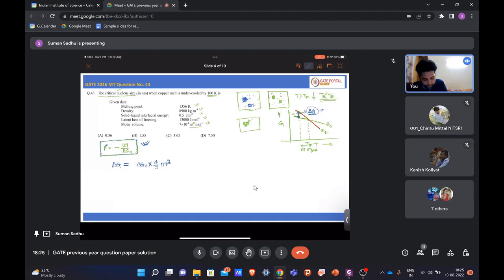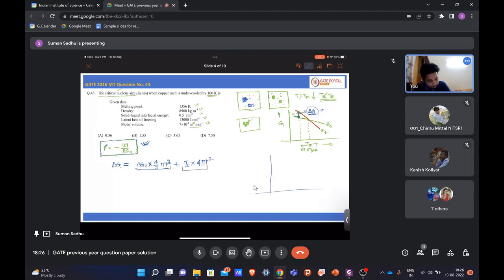So this will be 4/3 of pi r cube, plus, because a new interface is being created, it will also be associated with some energy, that is gamma s, the surface free energy. We have to multiply it by the surface area of the nucleus. So now this is one term, it is assisting, and the other is opposing.